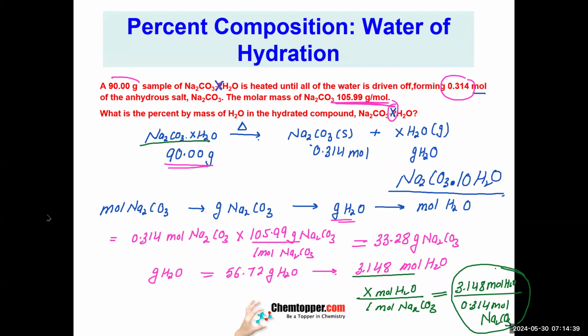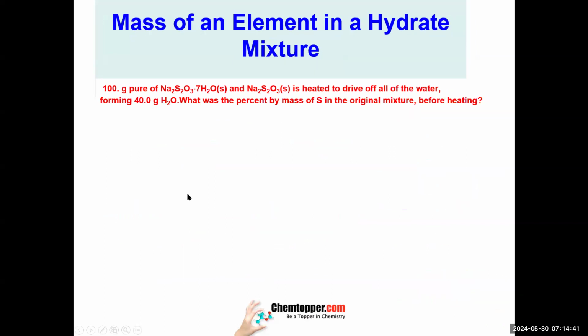Ready for next? Again, it's a hydrated question. But this time they have given you the formula of the hydrate. The formula of the hydrate is given, and they are asking the mass of sulfur in the original mixture, in 100 grams. Mass of the sulfur. So what should I do to know the mass of the sulfur?